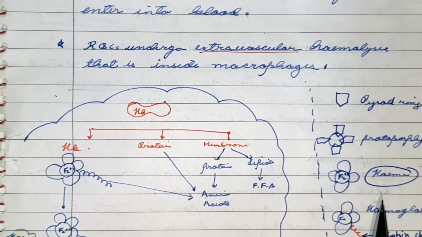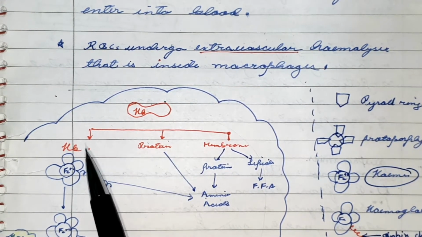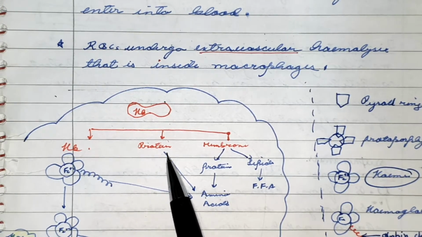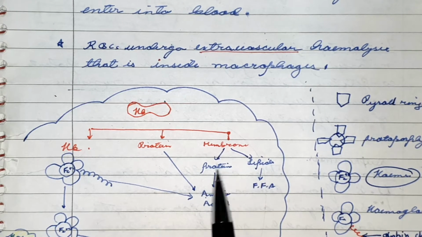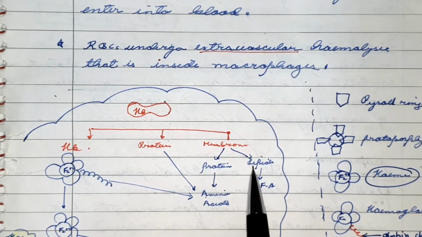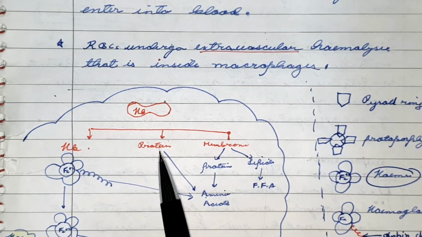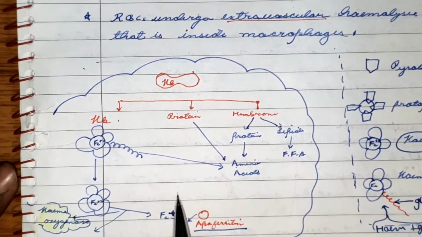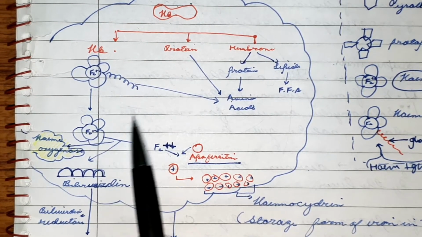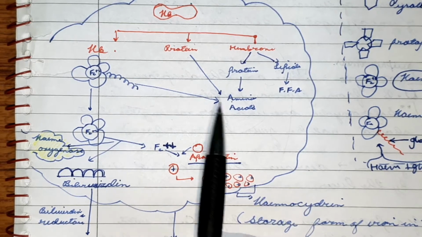Now let's talk about breakdown of RBC. In RBCs, there are 3 components present. One is your hemoglobin, one is your protein, and one is your membrane. Let's talk about the membrane first. Membrane contains protein and lipids. When they break down, lipids turn into free fatty acids and protein turns into amino acids. And the protein present in your cell cytoplasm is also turned into amino acids. Your hemoglobin molecule is destroyed. How is it destroyed? It has a globin chain which turns into amino acids.